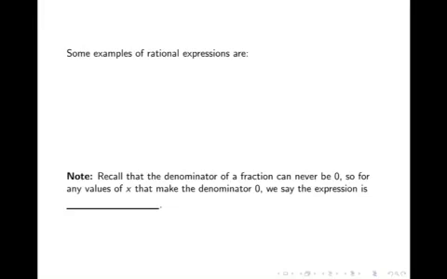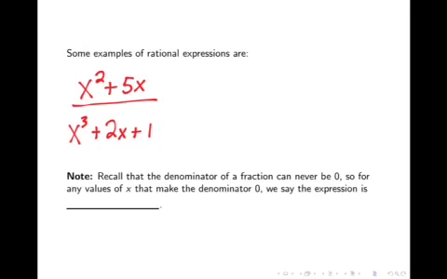Again, anything that's a polynomial in the top and in the bottom, so like x squared plus 5x over x cubed plus 2x plus 1. That would be a rational expression. Note that constants are also polynomials, so it could be something like 4 over x squared plus 3x. That's still a rational expression, even though there's no x's in the numerator.